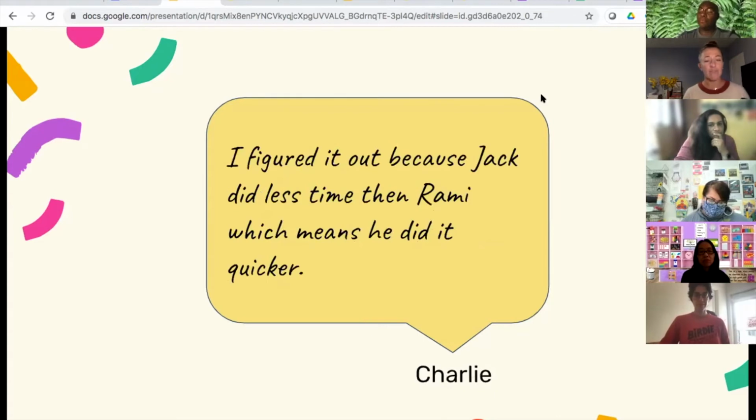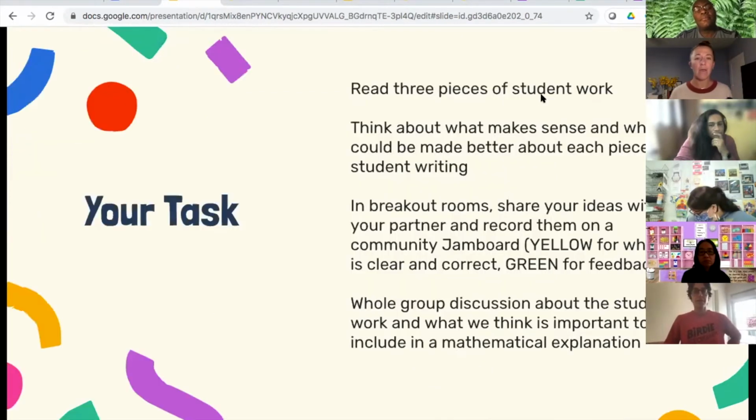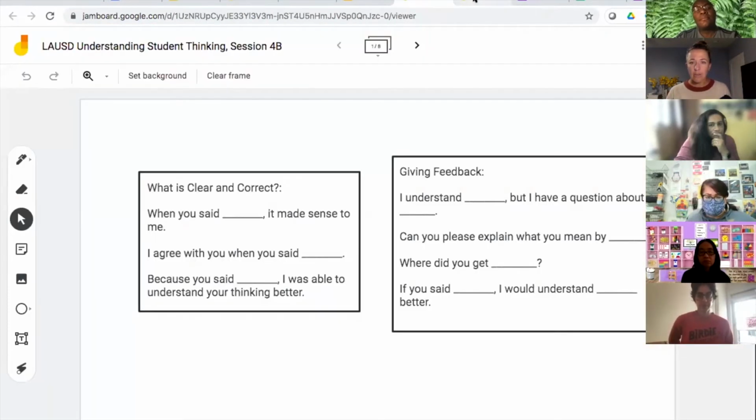And lastly, we have Charlie, who said, I figured it out because Jack did less time than Remy, which means he did it quicker. So you're going to ask yourself and talk as a group, what do we think is clear and correct about Charlie's thinking, and what kind of feedback could we give Charlie to help make his explanation even better? So we're going to do this in a Jamboard, and it's going to look like this.